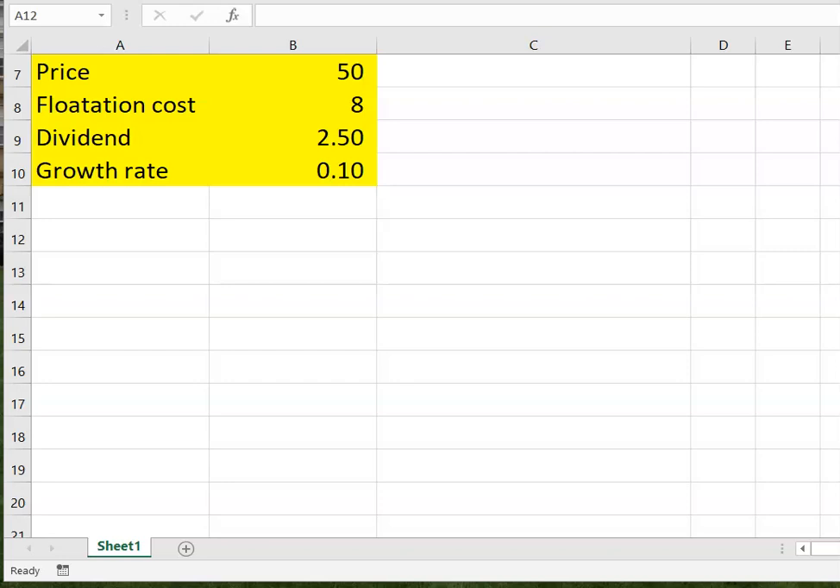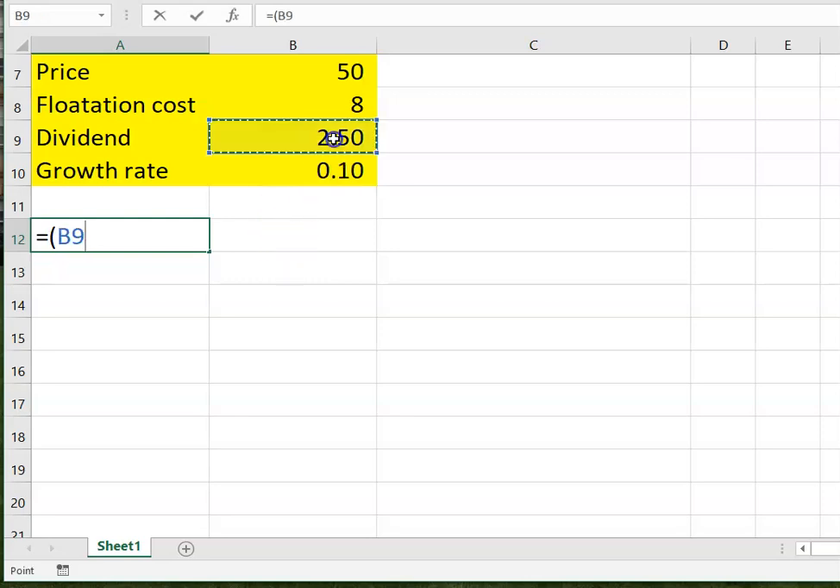The stock that we're issuing will pay dividends of $2.50, and we're assuming a growth factor of 10%. Again, that's the return on equity times the profit retention rate. So let's see how we calculate the cost of capital for equities. We can start with the formula that we want to take the dividend, right, divided by our net proceeds.